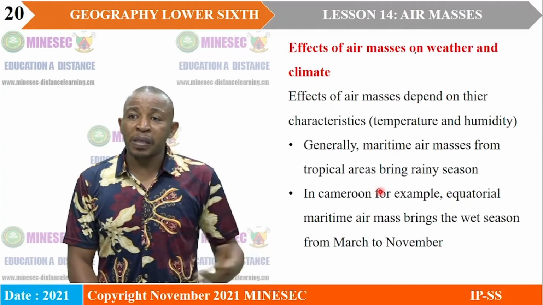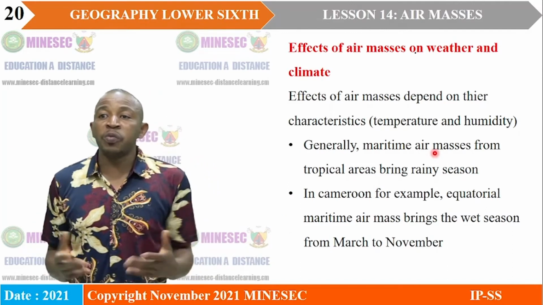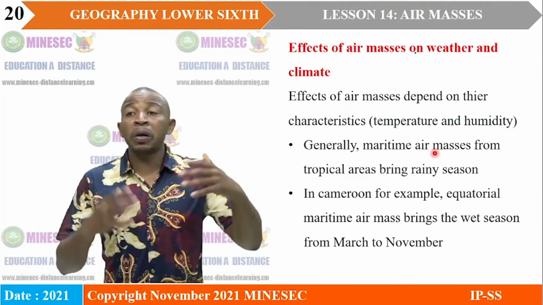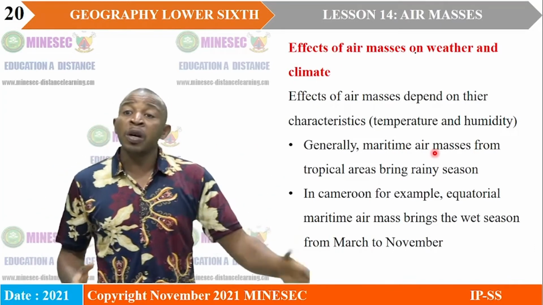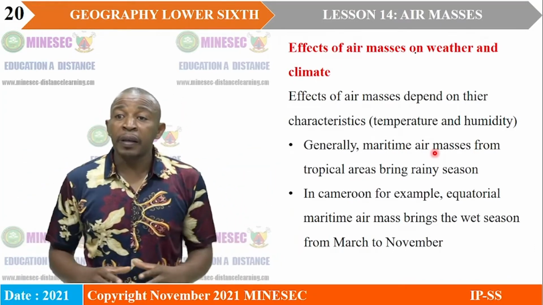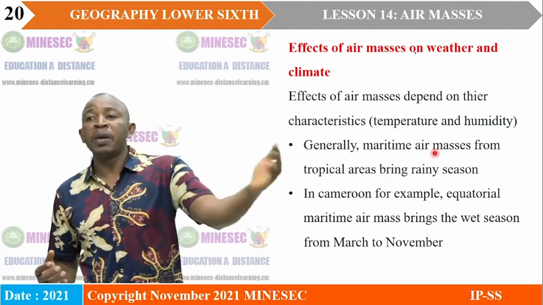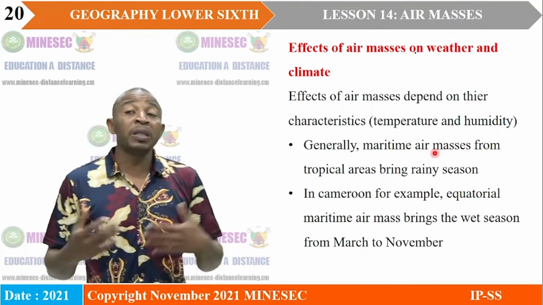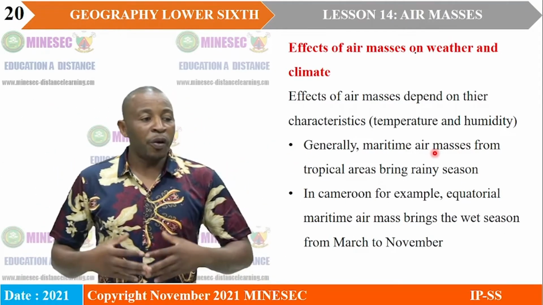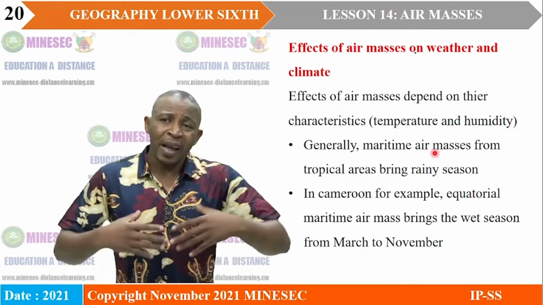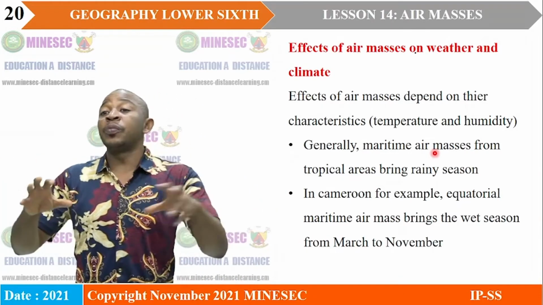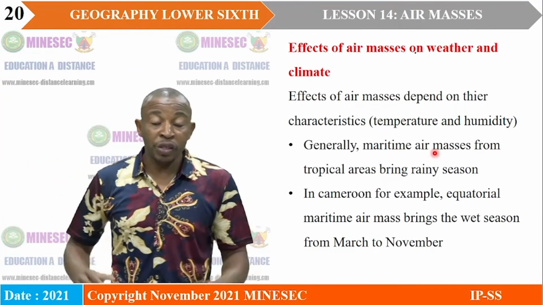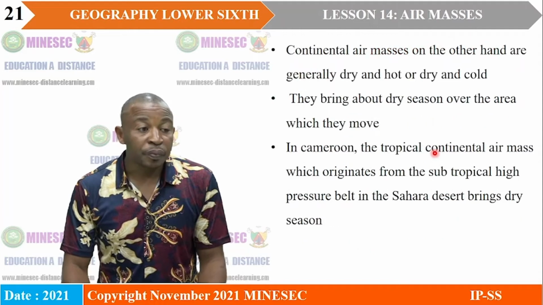In Cameroon, for example, the equatorial maritime air mass brings about wet season from March to November. So we see the cause of wet season in Cameroon is because during this period of the year, from March to November, it is the maritime air mass that becomes so dominant and blows right into the continental interior of Cameroon, and that is why you usually experience rainy season, especially in some areas like the northwest region. That is the situation.